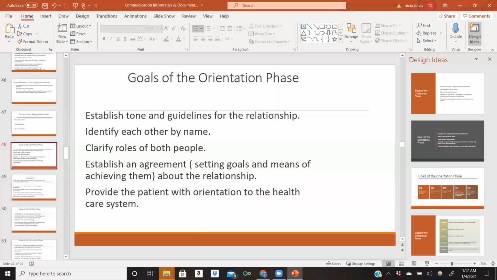The roles of both people in the relationship are clarified, okay, between the patient and the nurse. An agreement or a contract about the relationship is established. The agreement is usually a simple verbal exchange related to the goals and means of achieving them, or occasionally a written document, especially if the relationship extends over a period of time. The patient is provided with an orientation to the healthcare facility, its services, admission routines, and any pertinent information the patient requires to decrease anxiety. This orientation should be identified as one of the goals in the nurse-patient helping relationship.